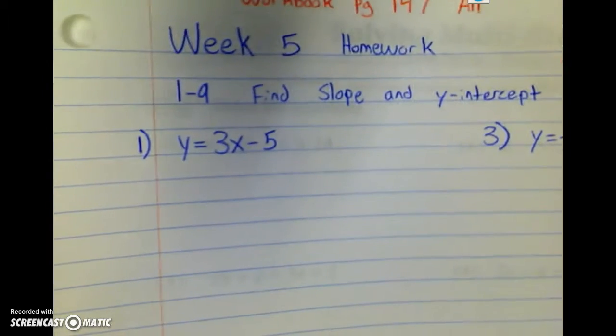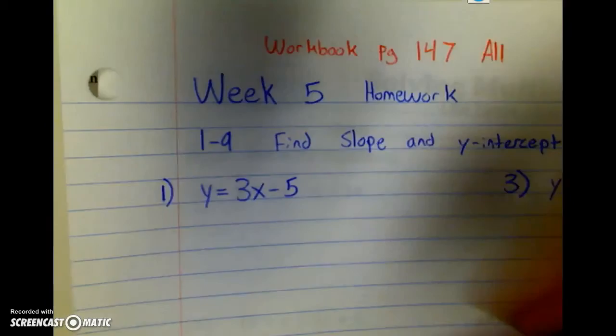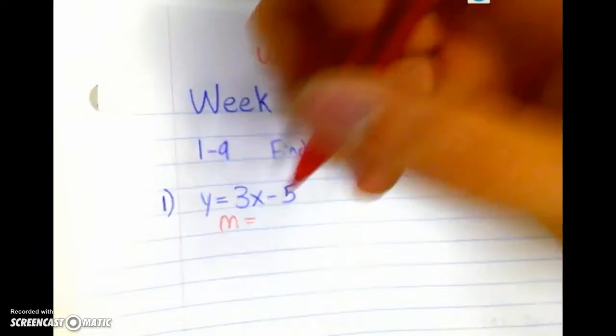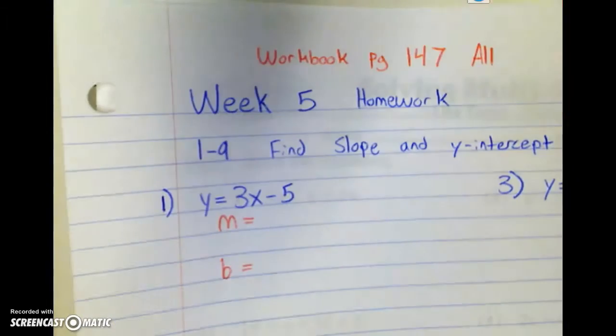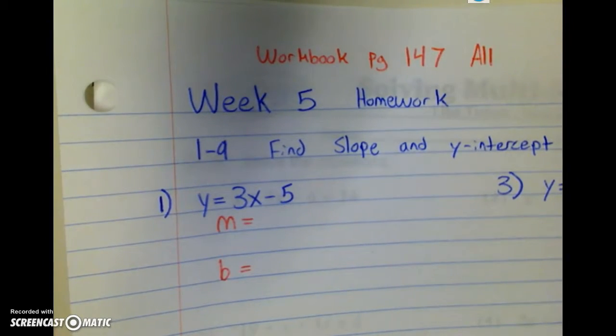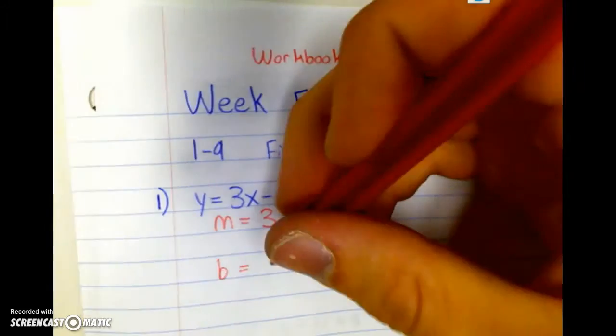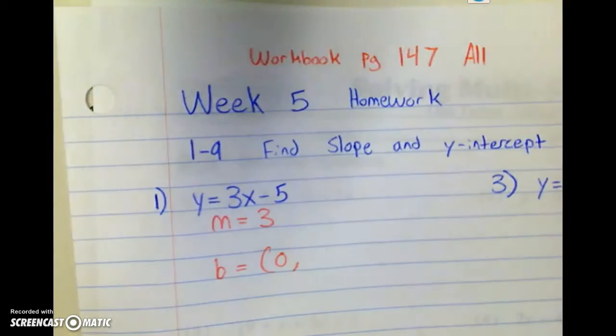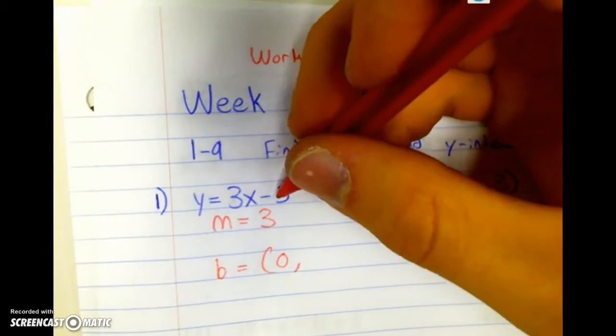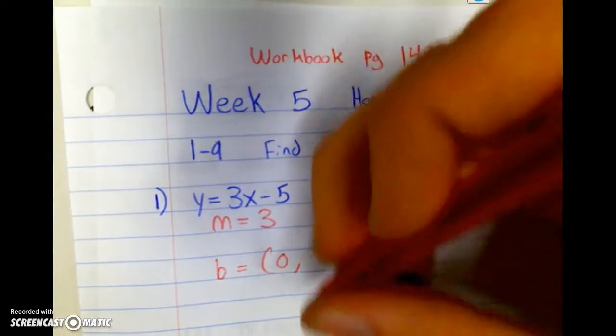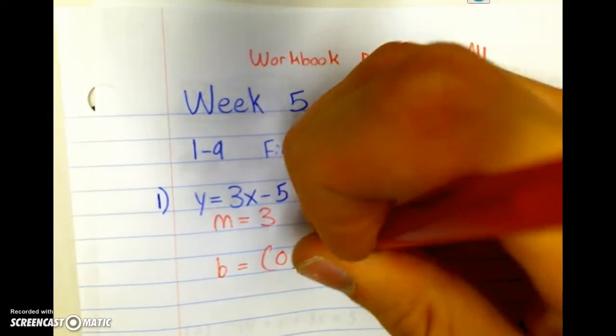Taking a look at number 1, it wants me to talk about my slope and my y-intercept. Here's all it is. Slope is m. It's the number that's with x. It's a 3. My y-intercept is always my starting value, so it's 0 in the x direction, and in this case it's that 5, but don't forget that it's a negative 5.